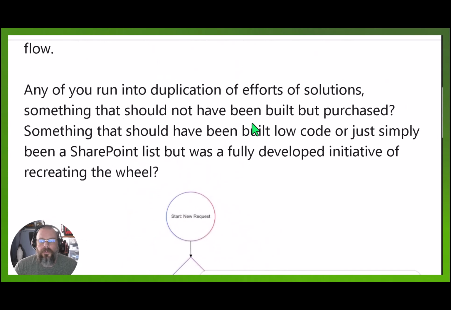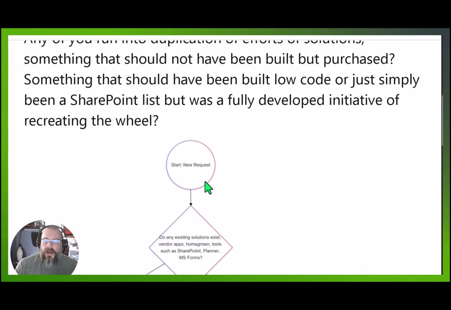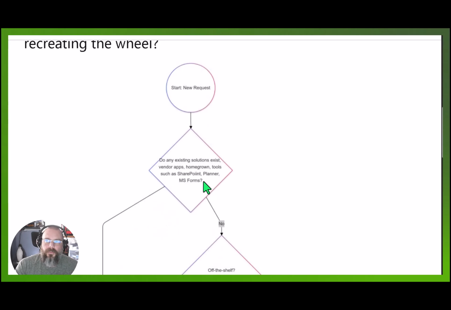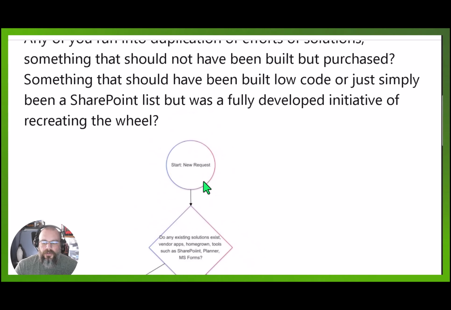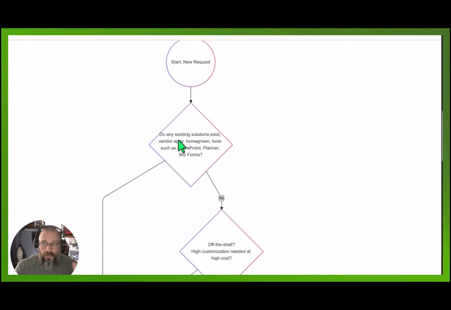This is something I run into with customers a lot, where they have an architectural review process within their company, but it's usually just they intake the review of a new application request, and then they push it off to another team. And I find that it's helpful to step in between that process and ask questions like this. Do any existing solutions exist out there, like vendor apps, homegrown? Has something already been built for this?